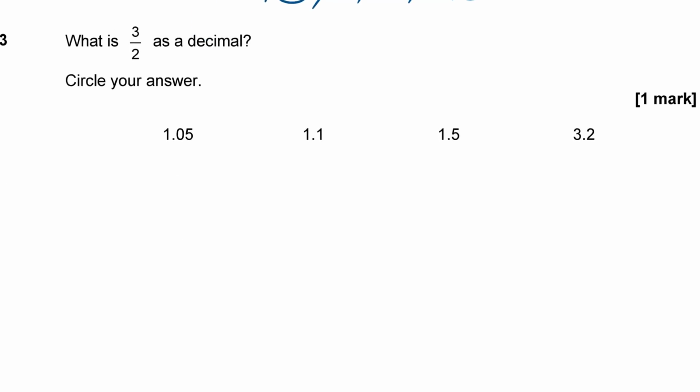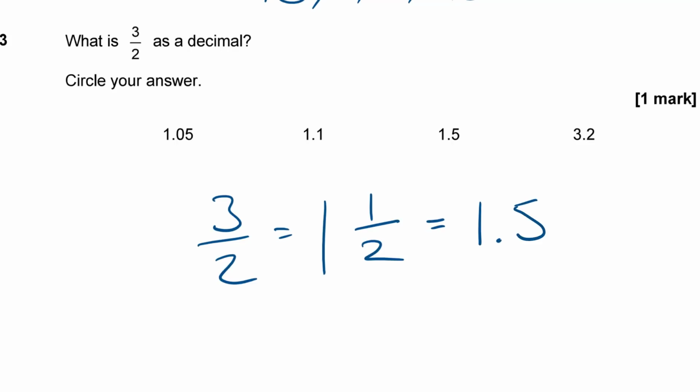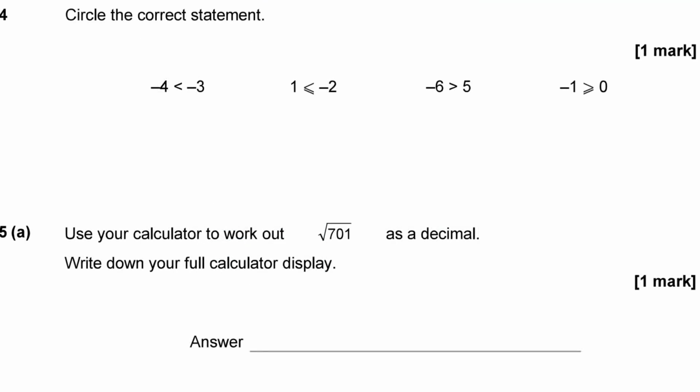Question 3. What is 3 halves as a decimal? Well, 3 over 2. 2 goes into 3 one time, remainder 1. So 3 halves is the same as 1 1/2. And 1 1/2 is the same as 1.5, isn't it? It's that one there.